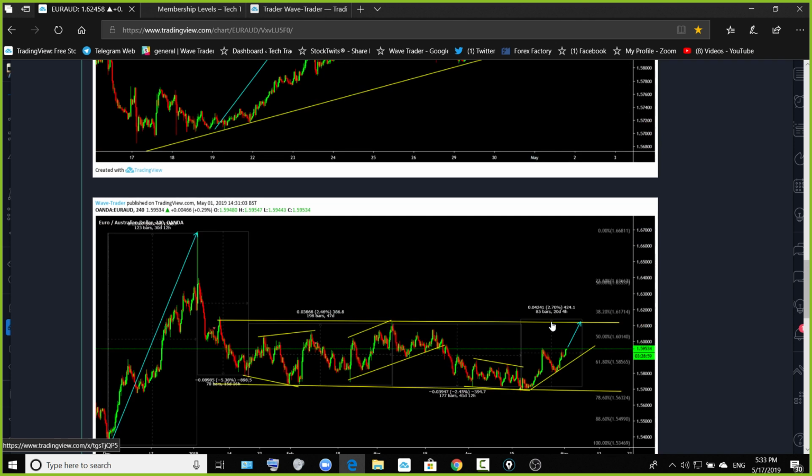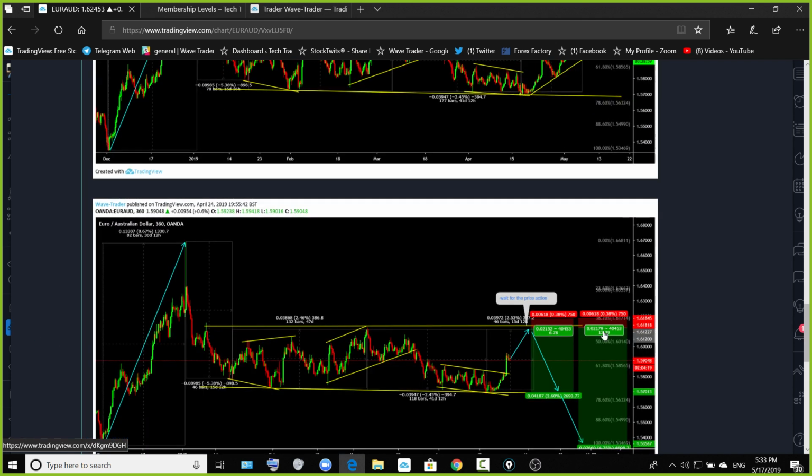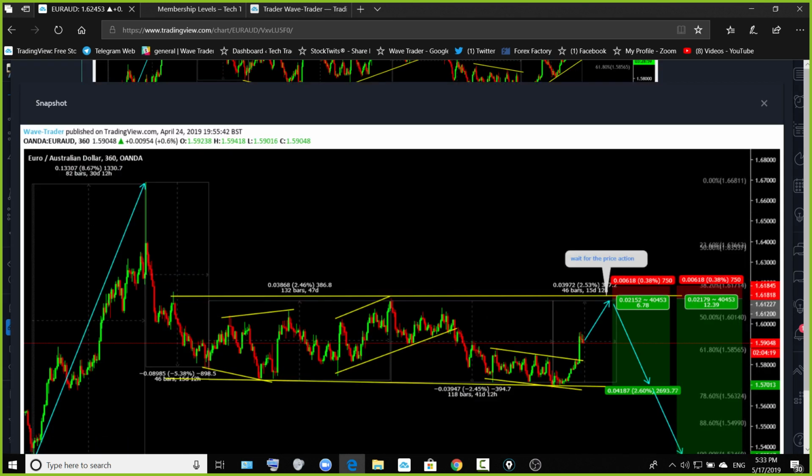Okay, so this is the trade, the next trade. So this trade hasn't triggered. We haven't sold yet. We are watching price action, the trend to break, correct, and go lower.